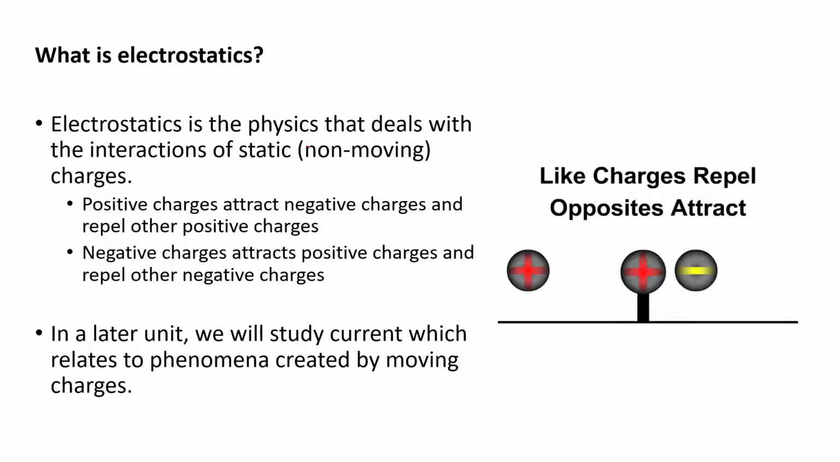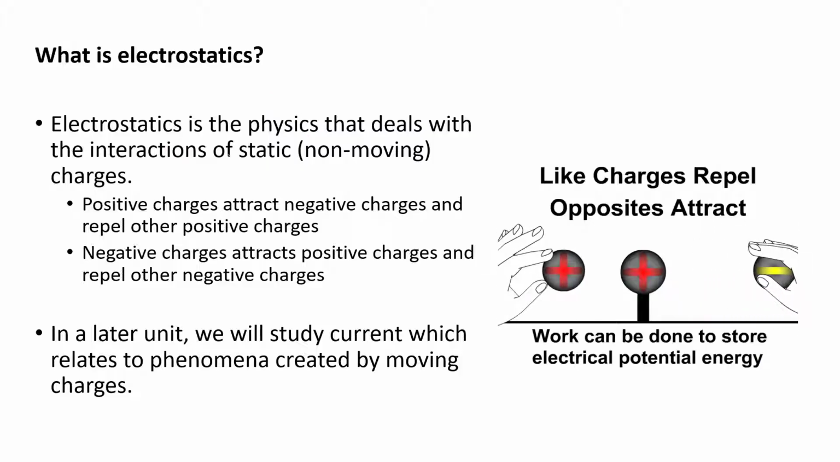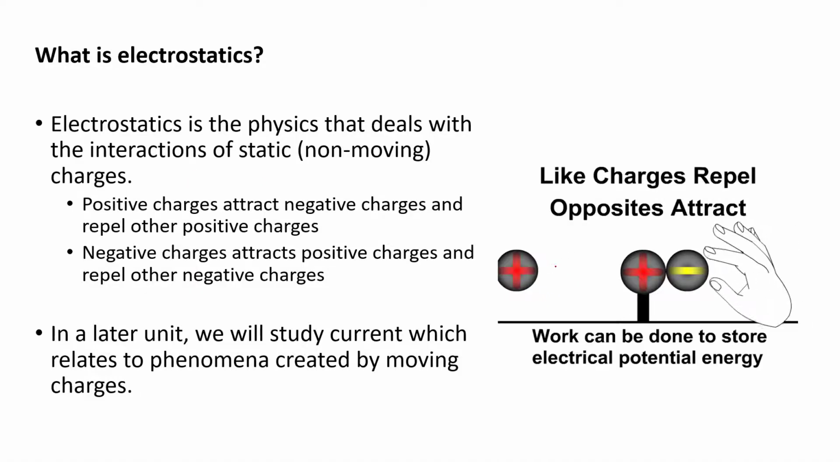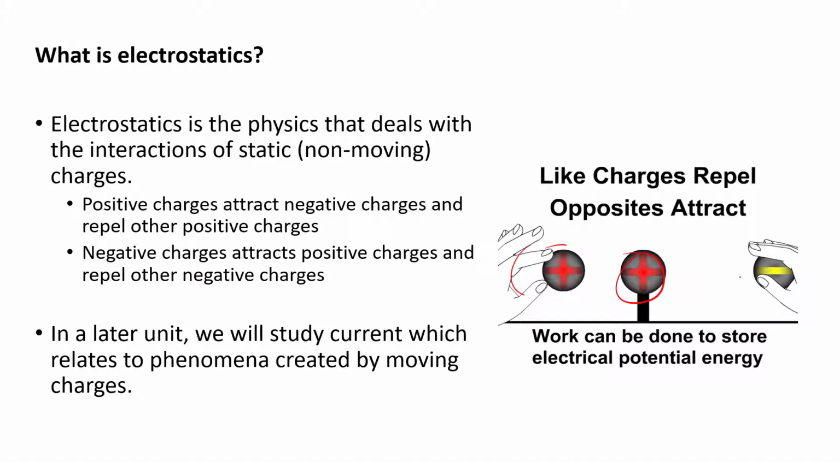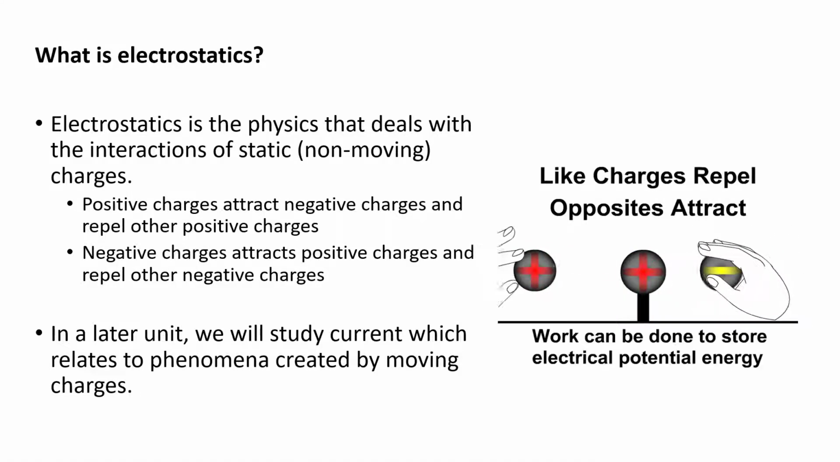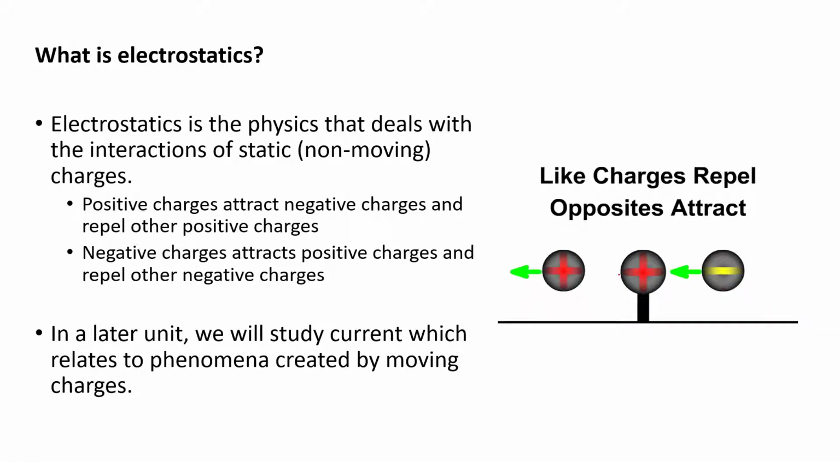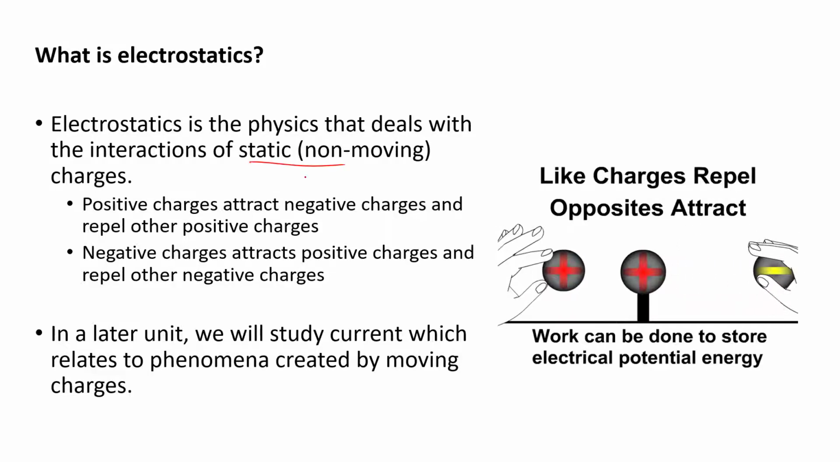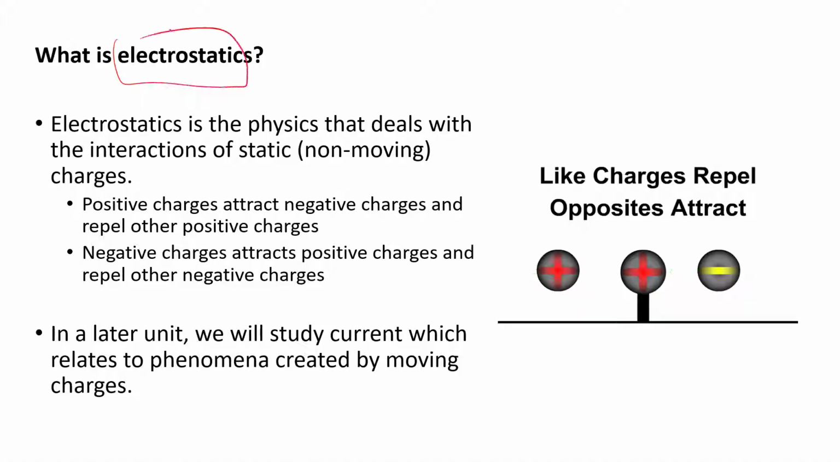So what is electrostatics? It's the physics that deals with interactions of static, which are non-moving charges. So what you see here, each object individually, that object, and that object, they all have charge on them, but the charge itself is not flowing off the object or to the object. It's just staying on that object. So it's static or not moving, and that's the science of electrostatics.